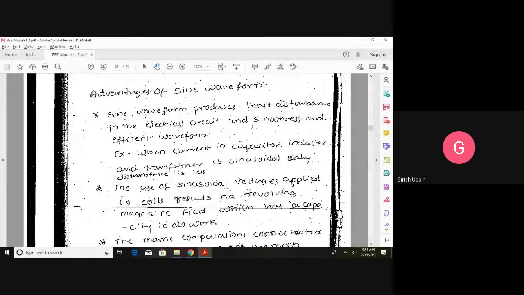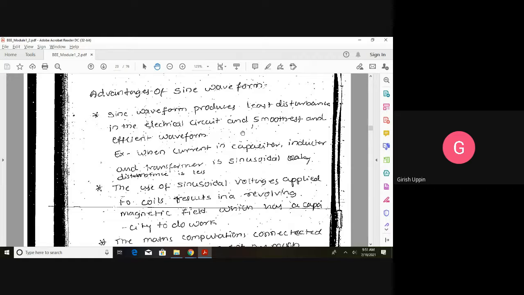If there are applications where we require a triangular wave or a square wave, for example in electronic devices, that can be generated. But power generation and power consumption happen in the sinusoidal waveform, or the sine waveform. What are the advantages of the sine waveform?